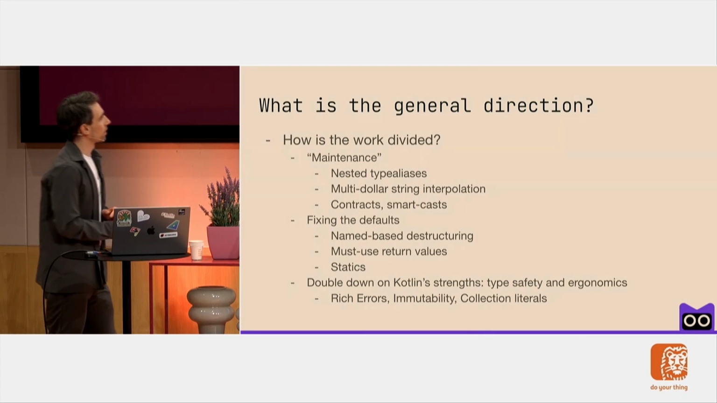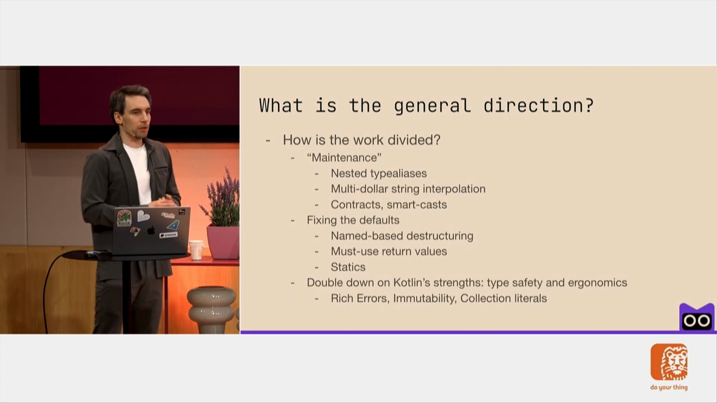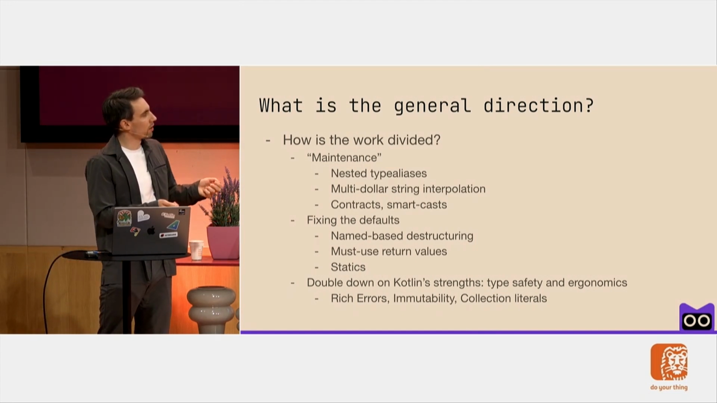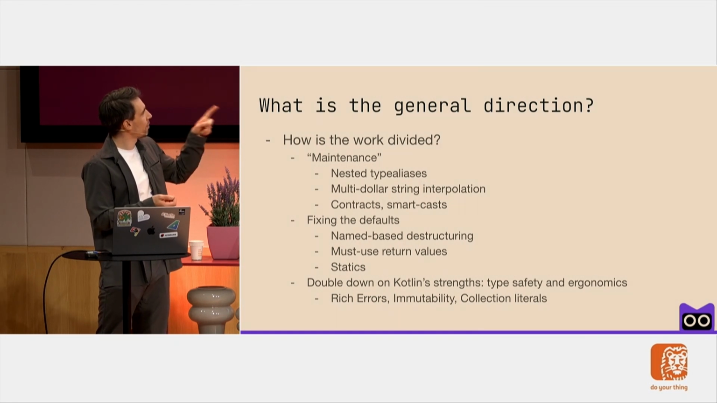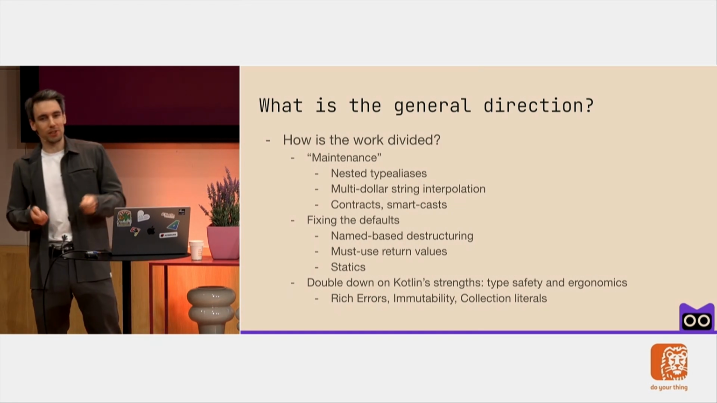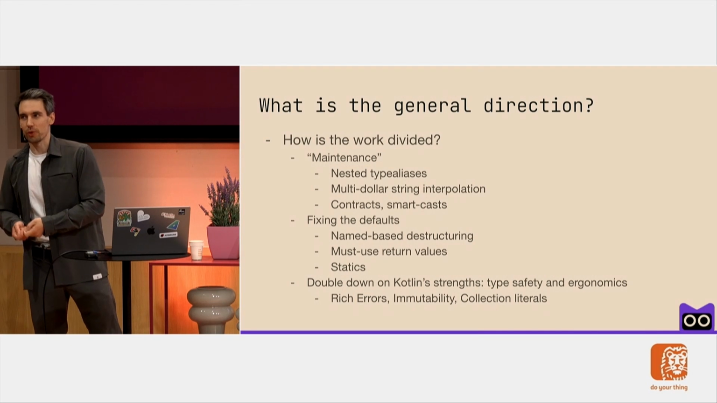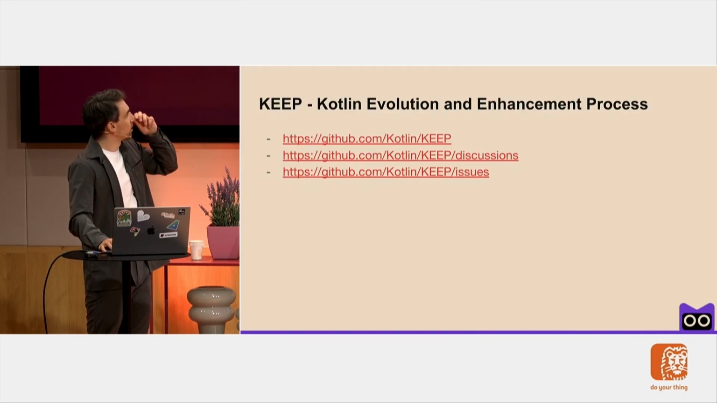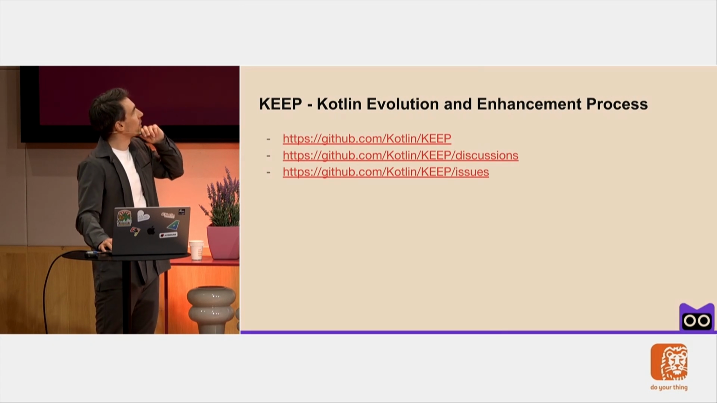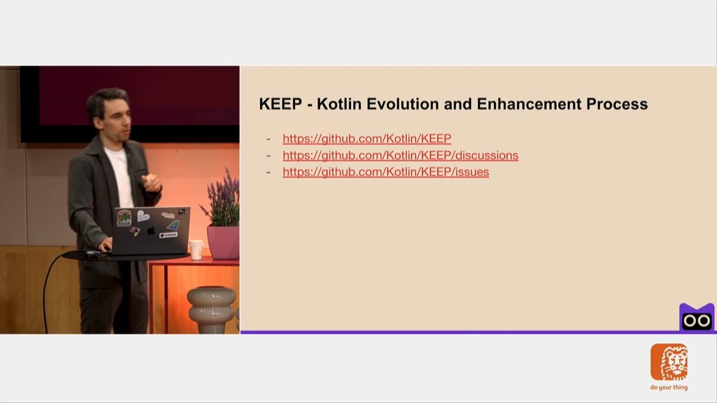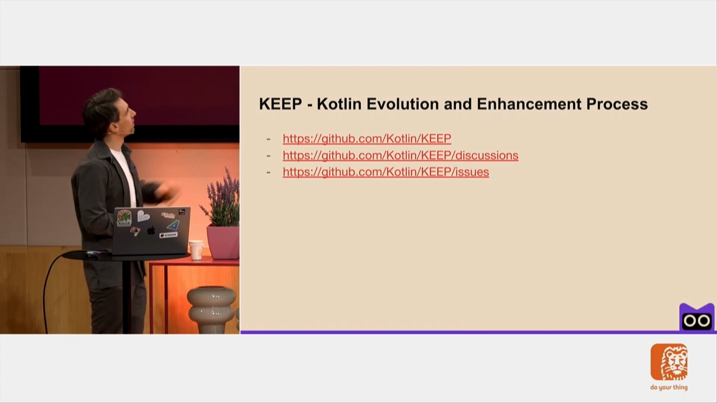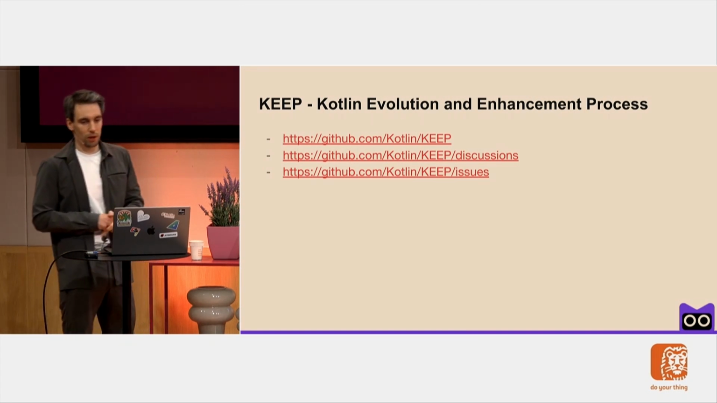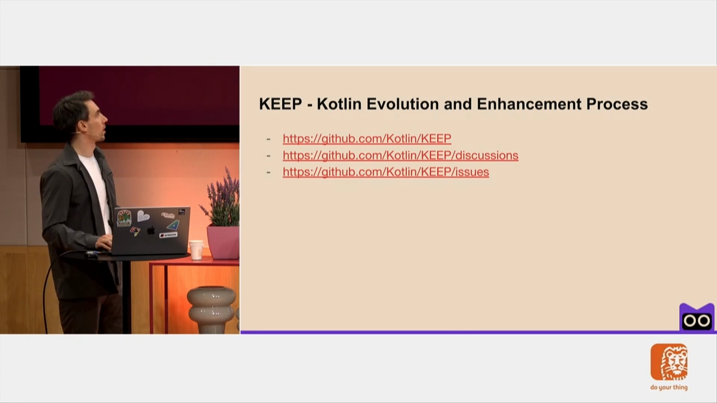And of course, we want to double down on Kotlin strengths. Like we want to have rich errors, which is an extension to nullable types, and context parameters. They should be there. Context parameters, which are an extension of regular extension functions with one receiver, and so on. And yeah, we discuss all these features on our GitHub repository. So we have the KEEP with proposals, and we have two links, discussions and issues, where we actually discuss it with the community.